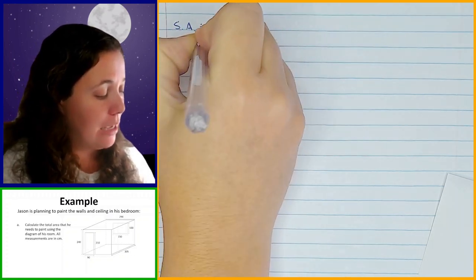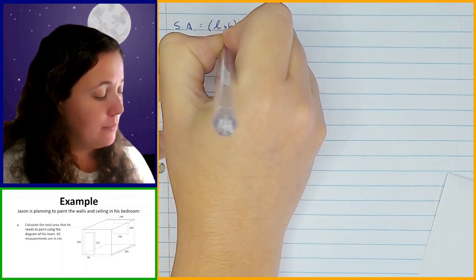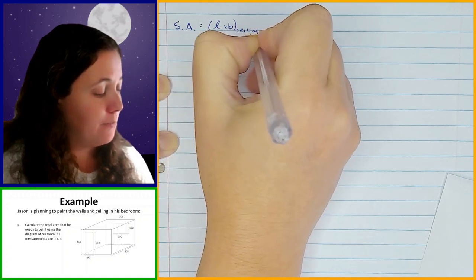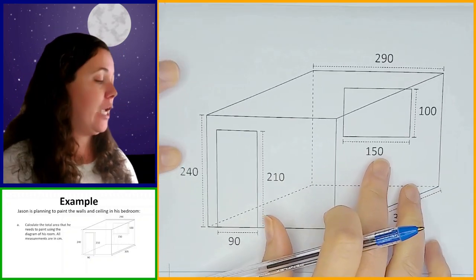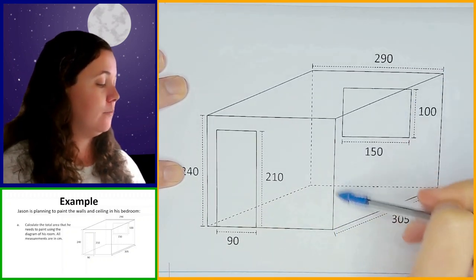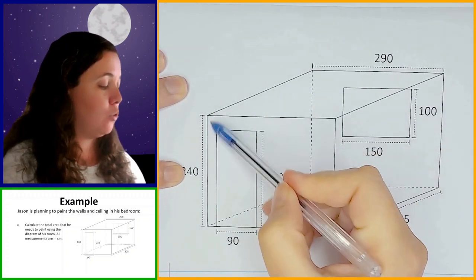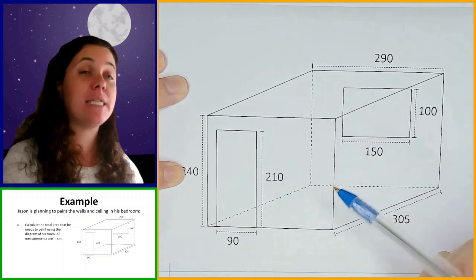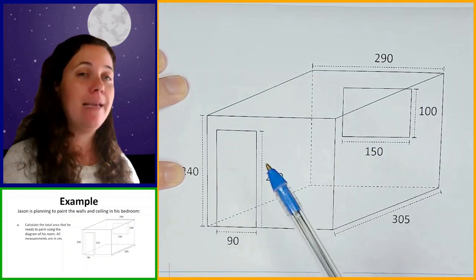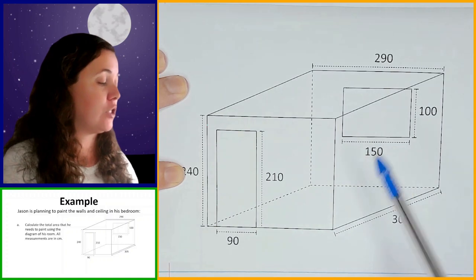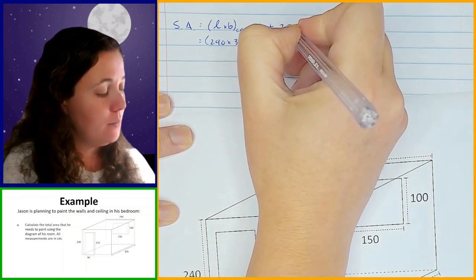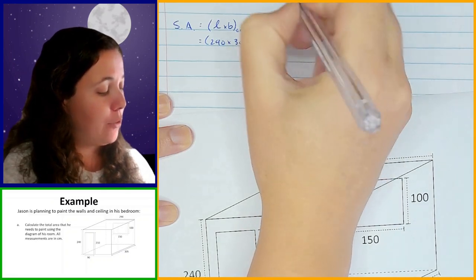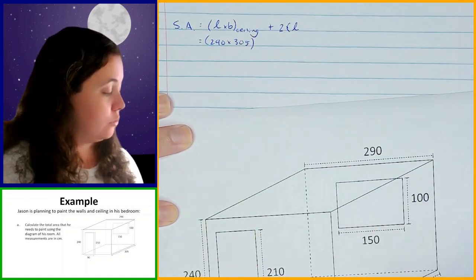Okay, which I'm going to have 290 times 305. Plus, we also need to add in the area of this wall and this wall. Now, both of these walls are the same as each other because they're opposite each other in this rectangular prism. So they're identical. So I can just work it out once and multiply by 2. So I have 2 times the area of a rectangle for the wall.